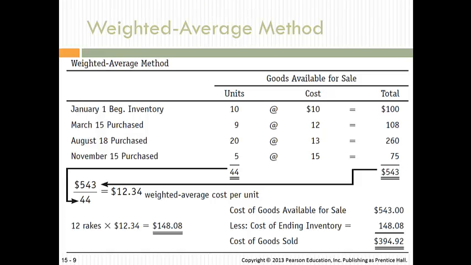Jones Hardware assumes that the 12 rakes left are average units and therefore assigns an average cost of $12.34 to each of the 12 rakes left in inventory. So we have cost of the ending inventory of $148.08 and a cost of goods sold of $394.92.